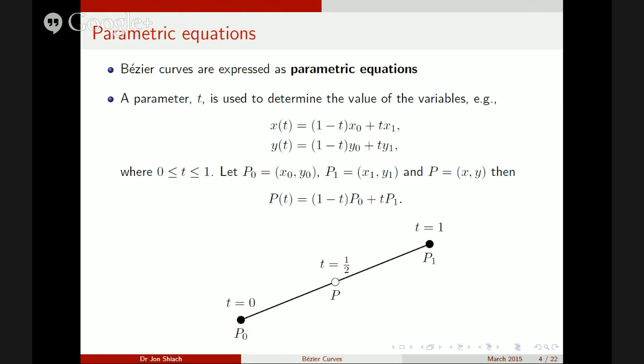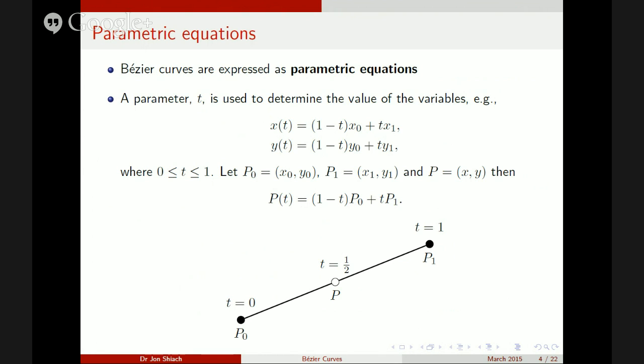This is the parametric equation of a straight line where x0, y0 is your start point, x1, y1 is your end point. So it's very similar. We could rearrange that to give us the vector equation of the straight line if we wanted to. We can group x and y into a single point P. So if P0 is x0, y0, and P1 is x1, y1, then for a given parameter value t, a point on the line between P0 and P1 is given as (1 minus t) times P0 plus t times P1.